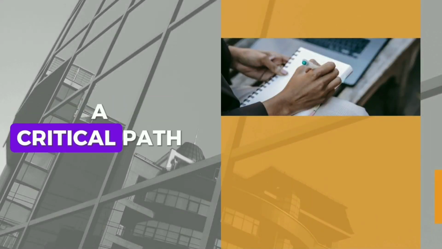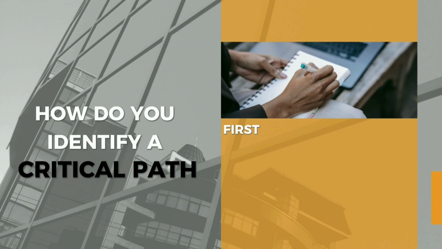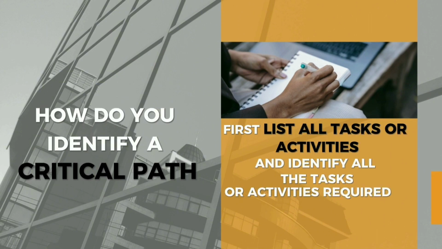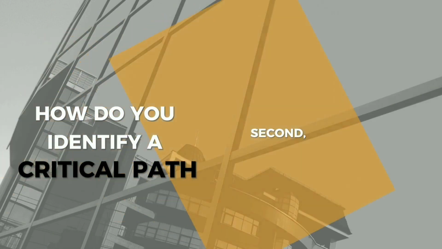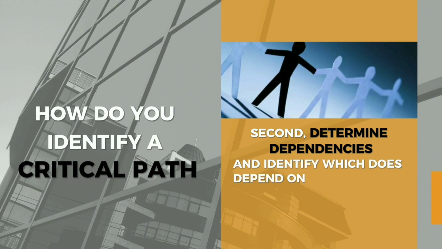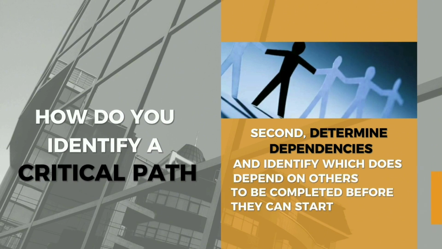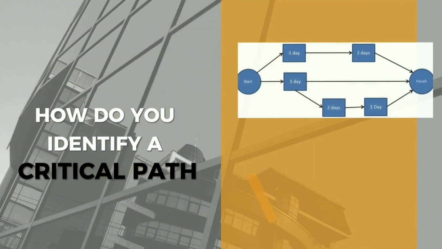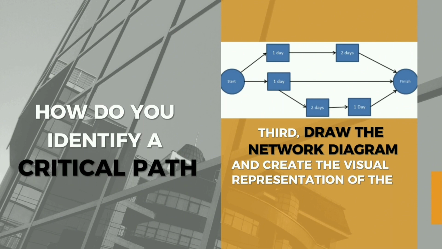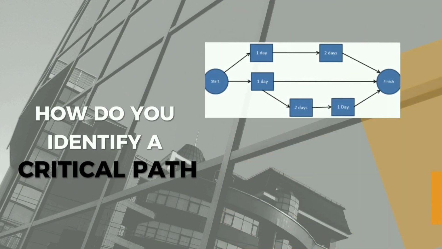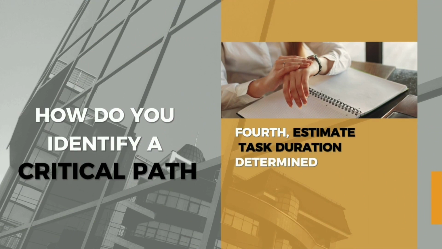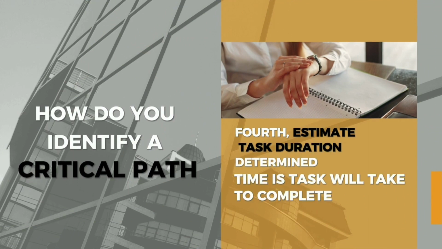How do you identify a critical path? First, list all tasks or activities and identify all the tasks or activities required to complete the project. Second, determine dependencies and identify which tasks depend on others to be completed before they can start. Third, draw the network diagram and create a visual representation of the tasks and their dependencies. Fourth, estimate task duration. Determine the time each task will take to complete.